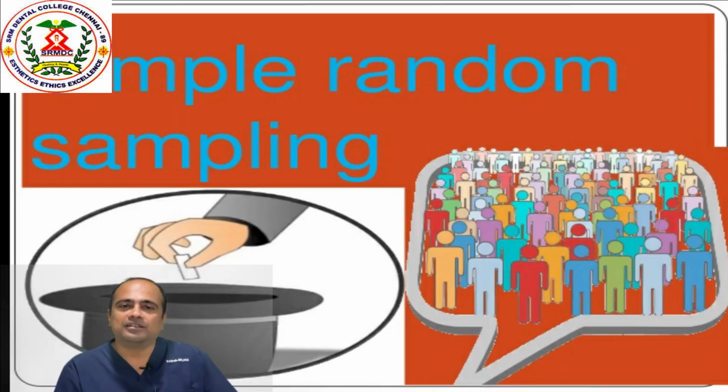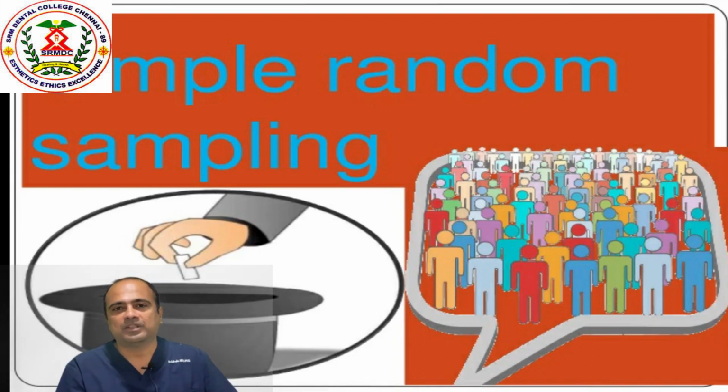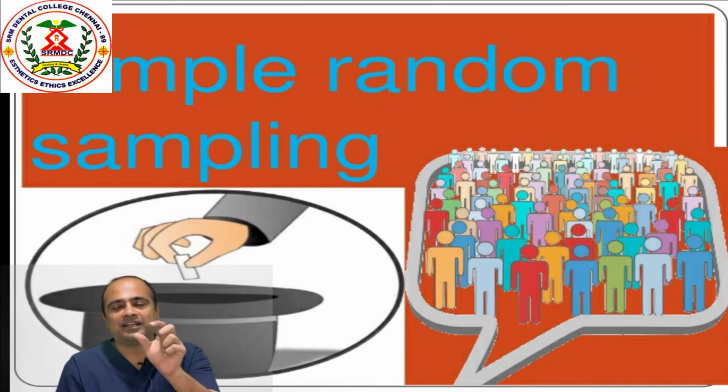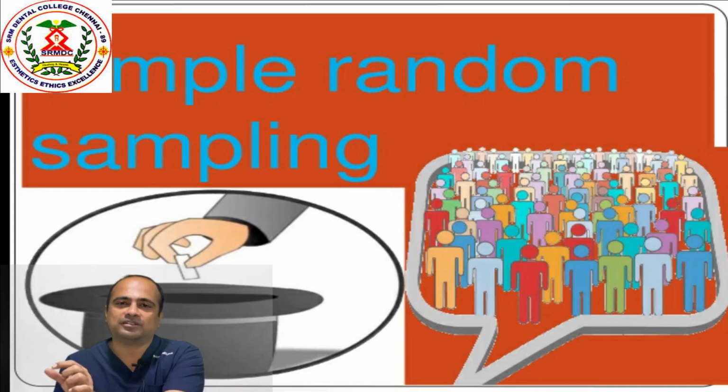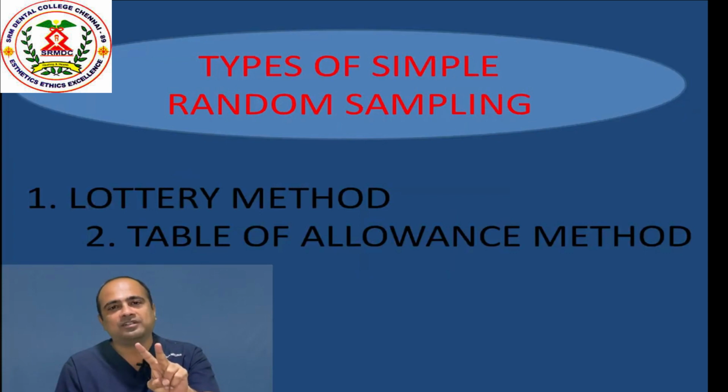Simple random sampling is nothing but every member of the population has an equal chance of getting selected. So how will every member have an equal chance? There are two sub-methods in simple random sampling. In simple random sampling, you select every member by a random allocation method. So what are those two things? One is the lottery method and the second one is the table of random numbers method.